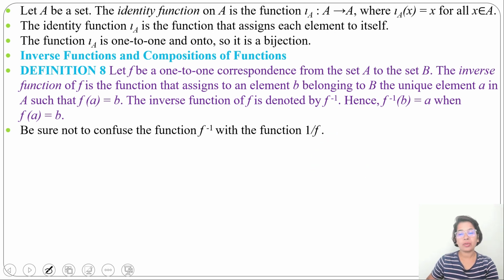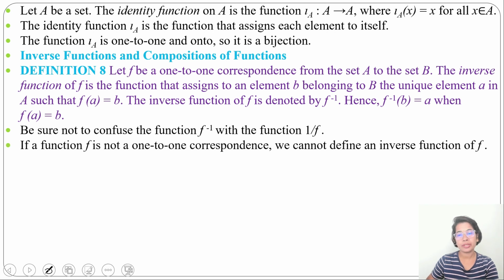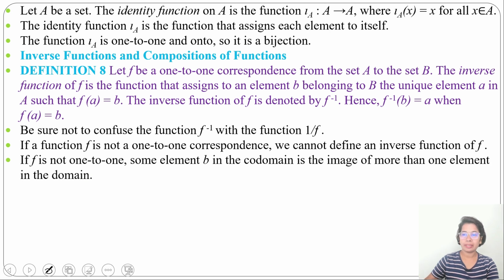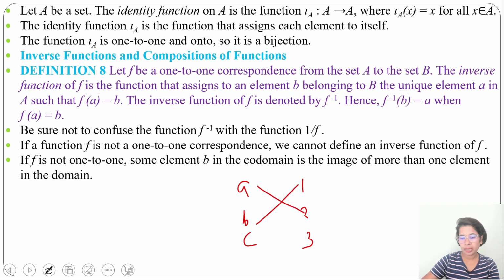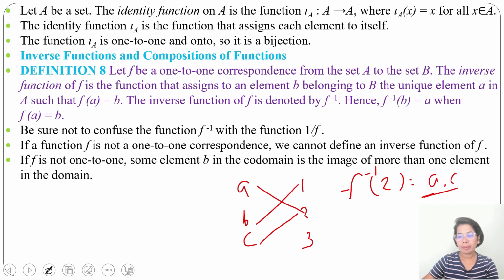If a function is not a one-to-one correspondence, we cannot find the inverse of it. If a function is not one-to-one, then when we find the inverse, there may be multiple images for it. Like let A, B, C and 1, 2, 3. A maps to 2, B maps to 1, C maps to 2. This is not one-to-one, right? Now when we find f inverse 2, it can't be both A and C. If one mapping contains two elements, then it is not a function. Here f inverse 2 equals A and C, so this is not a function.